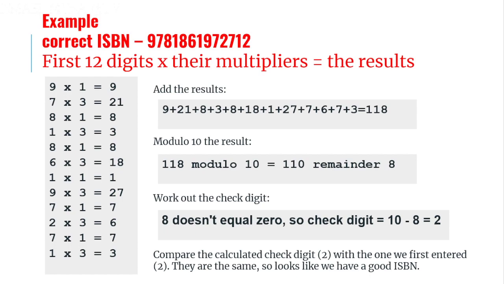So work out the check digit. If 8 doesn't equal 0, the check digit is 10 minus 8. Therefore, this ISBN is correct. You see the last number is 2. So definitely this is a good ISBN.